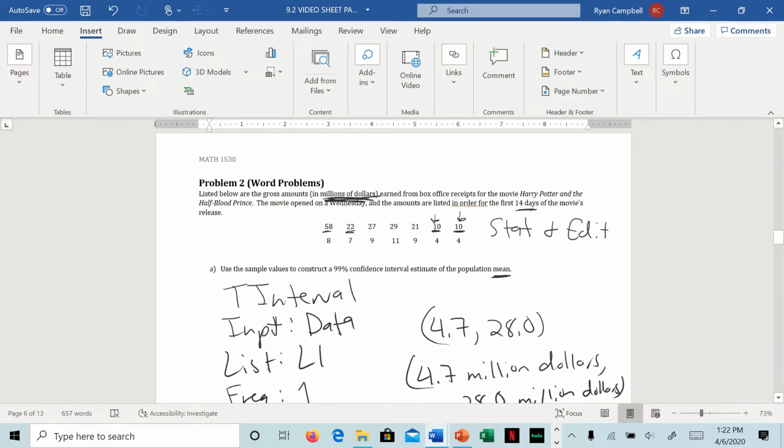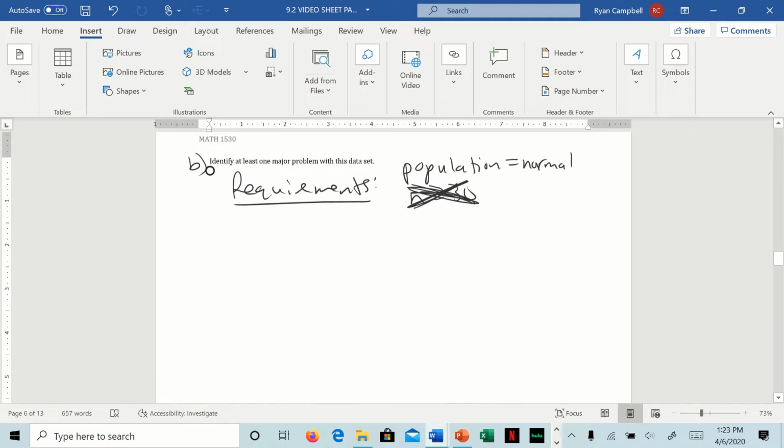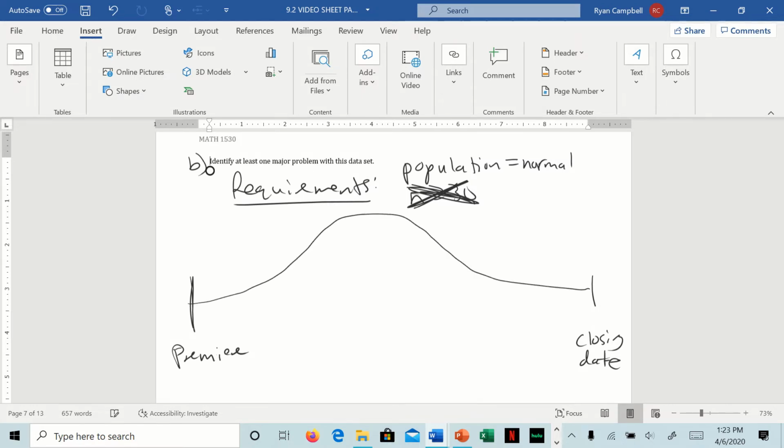Well, it didn't tell us, but let's actually think about this for a second. If you have a movie premiere, is that going to be a normal distribution, right? If you talk about days where it's out, so this is the first day, it's the premiere, and then it's the closing day. If you actually graph this, are you going to see a normal distribution? No, hopefully you would notice, right?